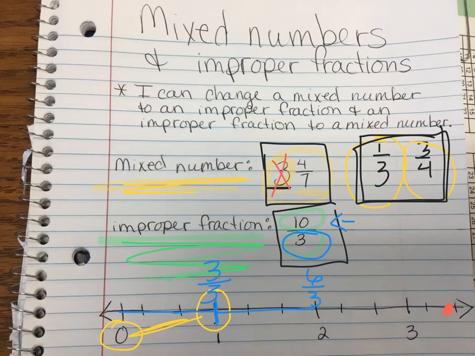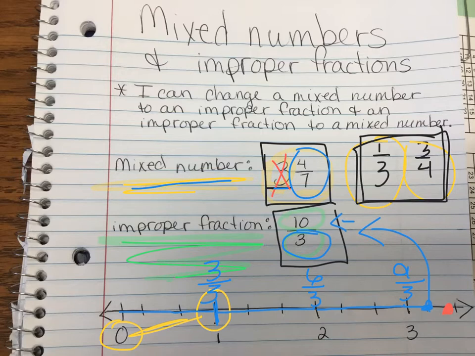All right, I need to get to 10. 7, 8, 9. Now I have 9/3. And then finally, I'm going to end here because that gives me 10/3, and that's my improper fraction. 10/3 is how I would say that. So these numbers are very similar because this one's still 3 wholes and some extra for my improper fraction, but my mixed number is 3 wholes and 4/7. So that one actually is bigger.